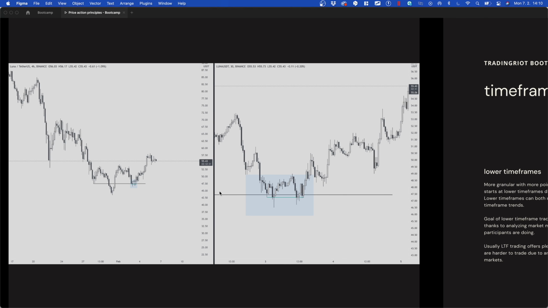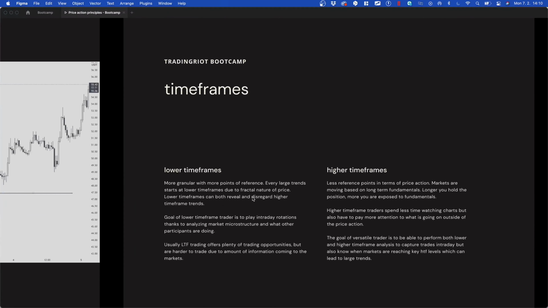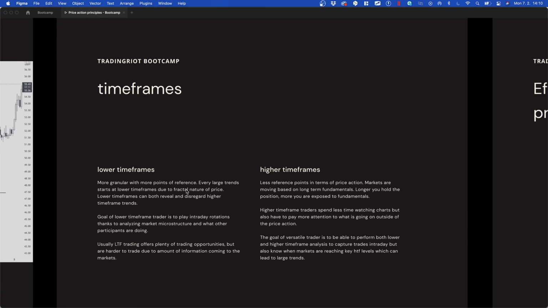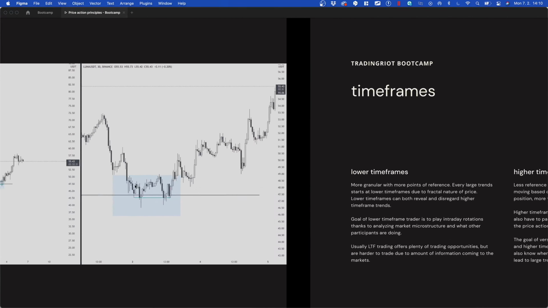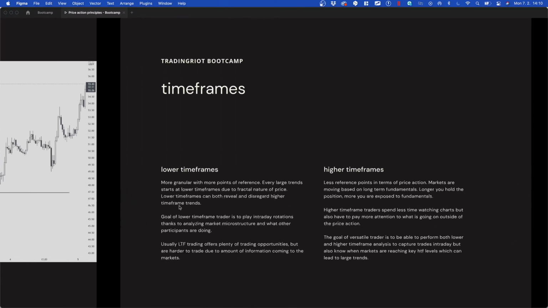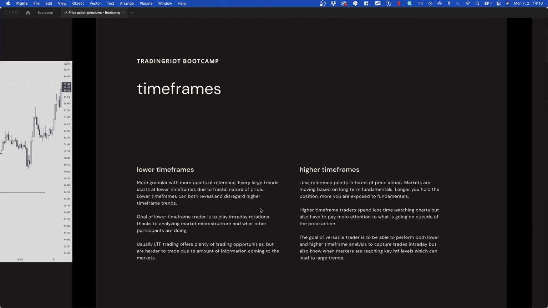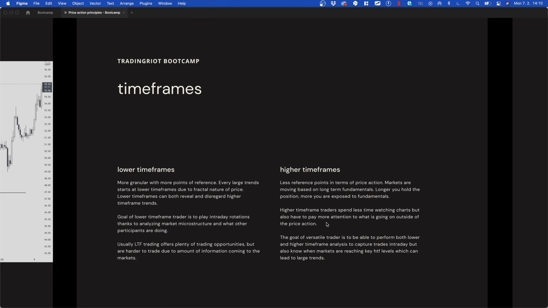This is an important thing to understand, and a lot of people lack understanding here, and a lot of people are completely disregarding any fundamental events in the market. But on a large scale, markets are always moving based on fundamentals. It just happens that these things happen at key technical levels because obviously a lot of people are seeing them and are anticipating trading activity there. So higher time frame traders spend less time watching charts, but also have to pay more attention to what is going on outside of the price action. This is basically what I covered now.